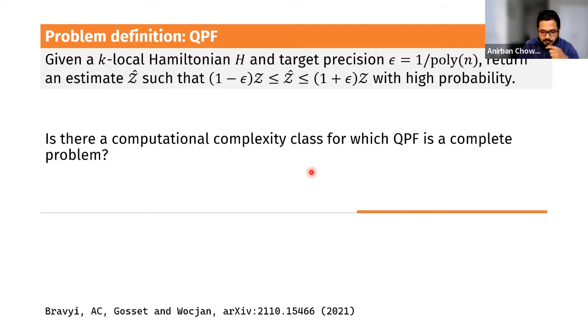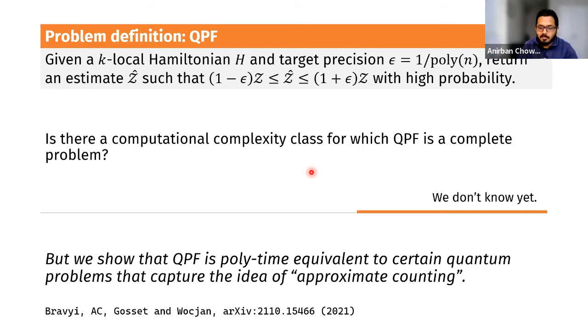Unfortunately, we don't resolve this question in our paper, but we make some progress towards it by showing that there are a number of quantum problems that can capture the idea of approximate counting in the quantum world, and which are polynomial time equivalent to computing the partition function approximately. And this is what I'm going to talk about for the next couple of slides.